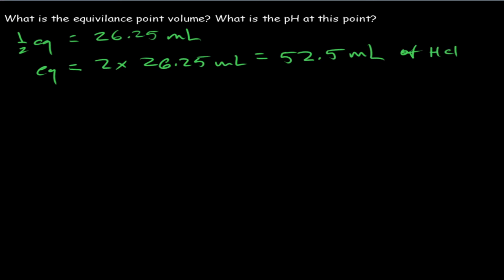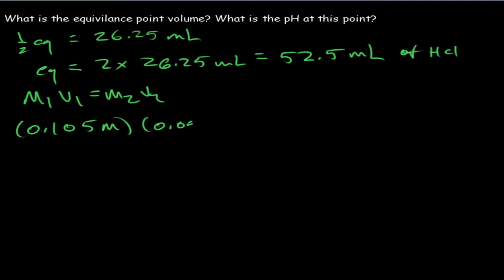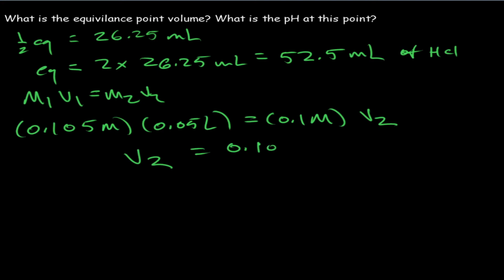But what's another way of calculating this equivalence point volume? M1 V1 is equal to M2 V2, where M1 is the concentration of ammonia and V1 is the volume in our flask and M2 is the concentration of HCl. So if we do that, the concentration of ammonia was 0.105, the volume of the flask was 0.05 liters, and that was equal to a concentration of 0.1 molar HCl multiplied by V2. If we solve for V2, we're going to get a value of 52.5 milliliters.